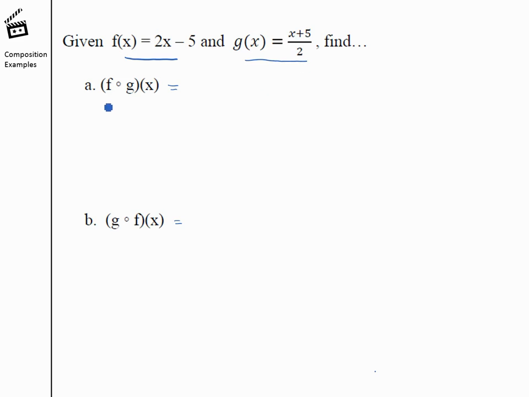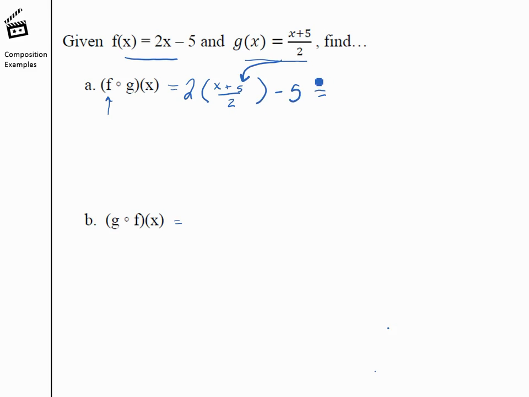So remember, if you want to start with the first one, write that function out. So we're going to take f of x, 2x minus 5, and write it out with parentheses where the x is. So 2 parentheses minus 5. Now we're going to plug in g of x where those parentheses are. So that would be (x plus 5) over 2. And now we want to simplify this.